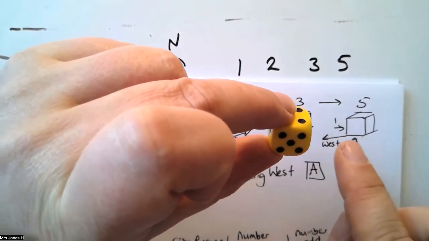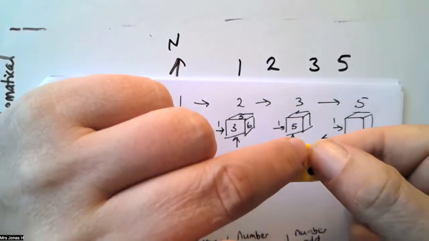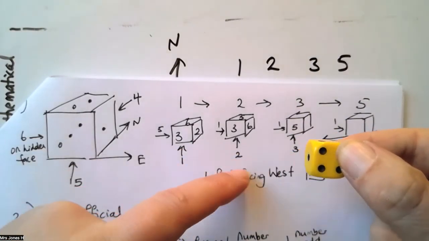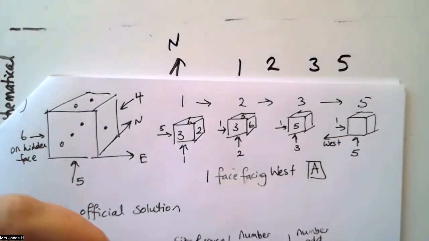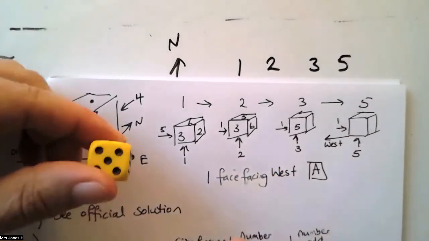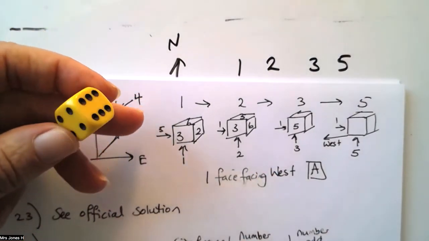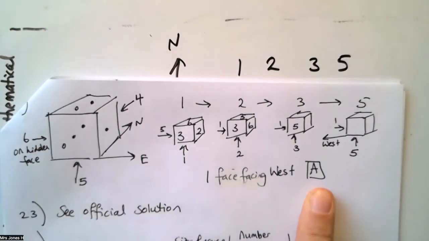Now, when we move to the next one, this doesn't actually change. We're just rotating this forward. We're not changing this one here. So this one stays the same. But it's about visualizing it. Use a die if you need to, if you can't work it out. So the answer is A.